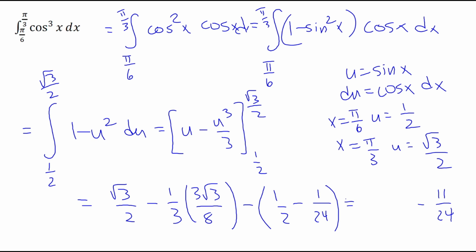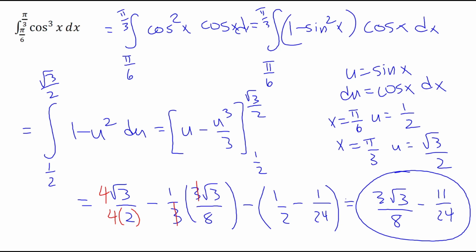well, I can cancel out these 3's first of all, right? Those will cancel. And so really, if I just multiply this by 4 and 4, I'm going to have 4 root 3 over 8 minus 1 root 3 over 8, which will just be 3 root 3 over 8. So we have 3 root 3 over 8 minus 11/24. So if you want to get a common denominator for the whole thing, you're welcome to, right? You get 9 root 3 minus 11 all over 24. But this answer is perfectly acceptable. And that is the end of this walkthrough for the integrals test review.